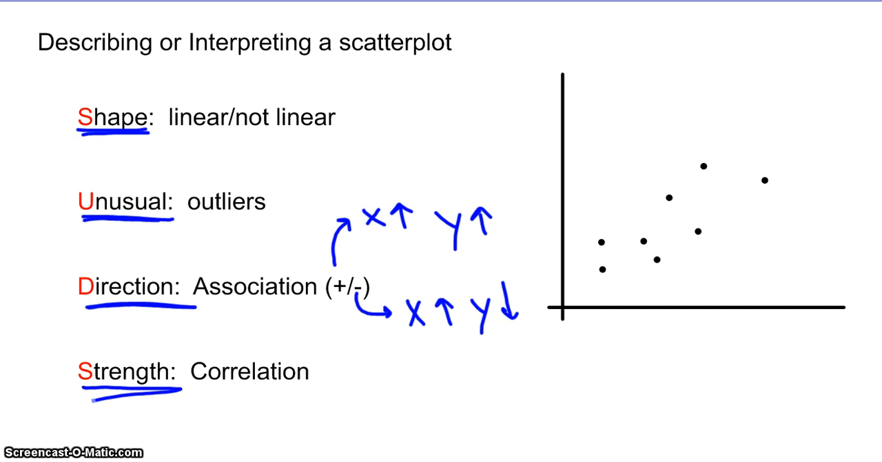Strength, what we're talking about is how close to the line do my points fall. We'll get into the idea of the correlation a little more and how we use that to determine our strength. But if I'm just looking at my data now, most of my points are close to the line that I drew in there, and so I'd call it kind of a strong correlation.